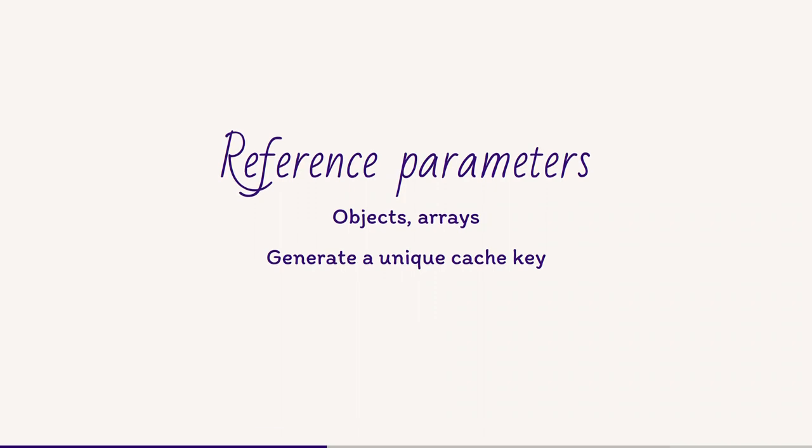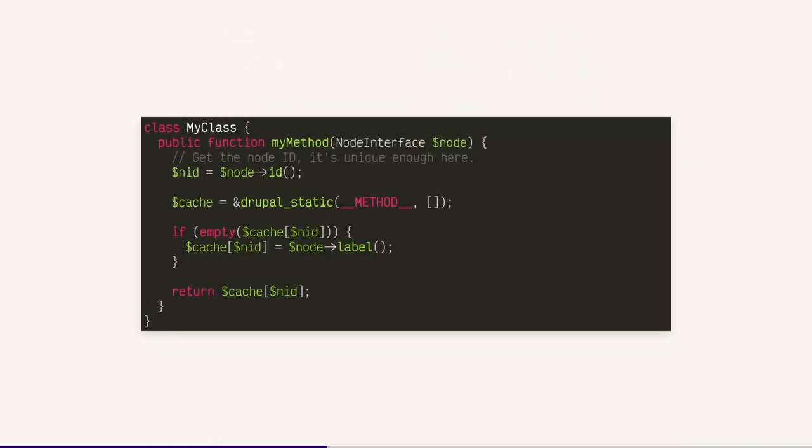We generate a unique cache key. Now, nodes and entities already have this handled for us. So we have a node here. We're going to get the node ID. The node ID is already unique, so we're just going to use that as our unique cache key.